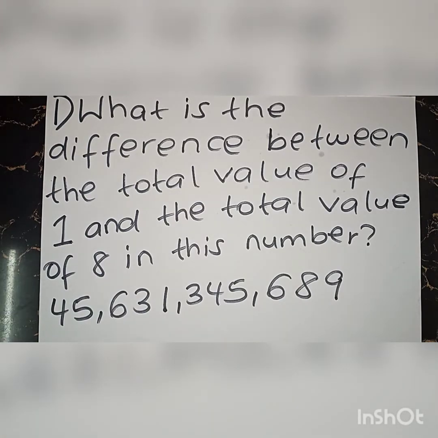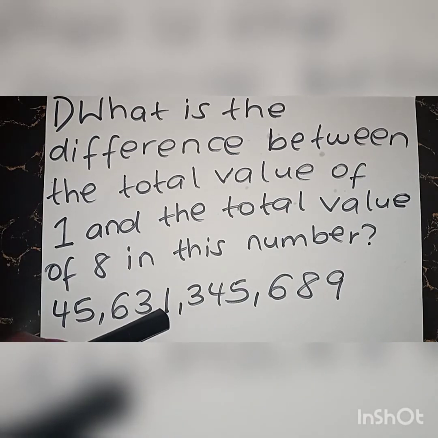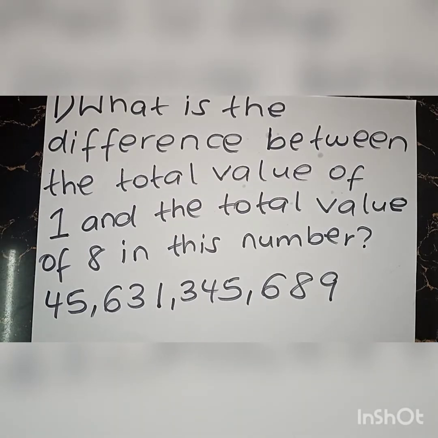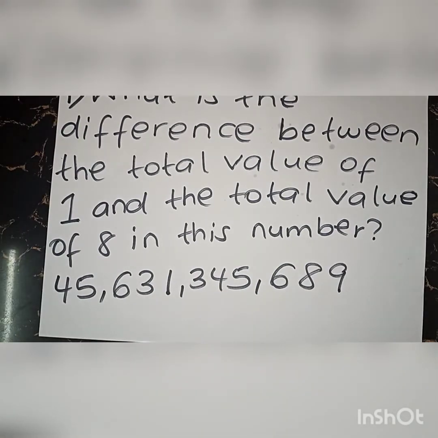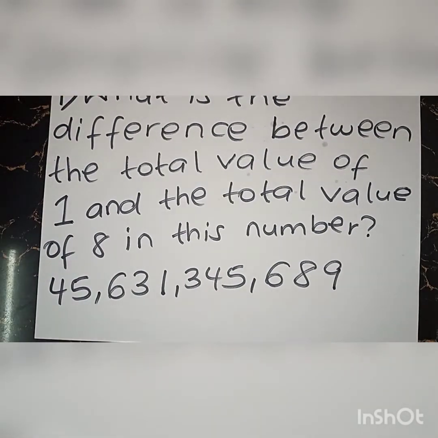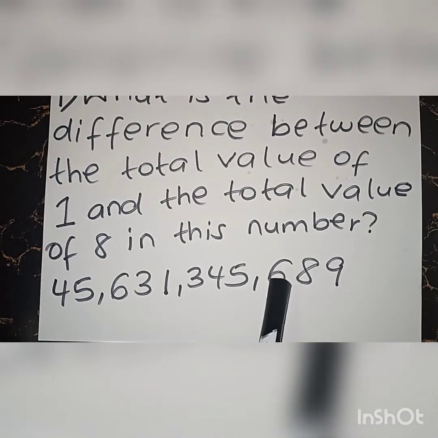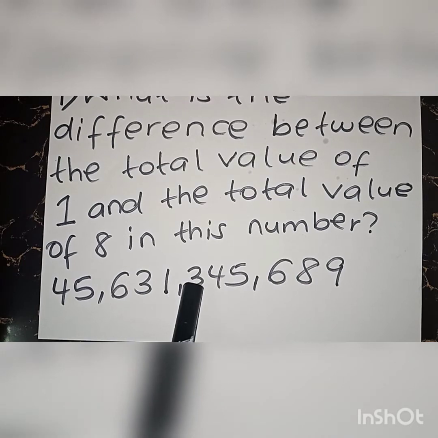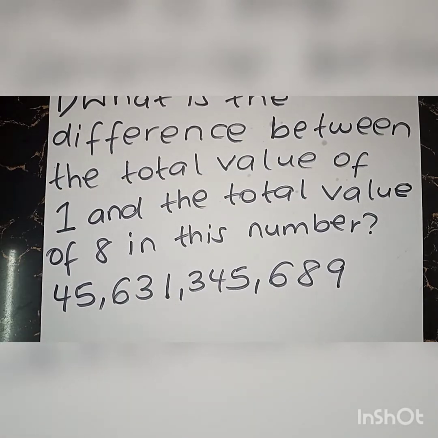Are we together? And by the way, we covered those topics some time back. I'll leave the links in the description box below. Okay? So now, how do you get the total value of 1? What is the total value of 1 in this number? The total value of 1 is derived by multiplying the digit and the place value. So what is the place value of 1 in this number? The place value of 1 is ones, tens, hundreds, thousands, 10,000, 100,000, millions. So the place value of 1 is millions.